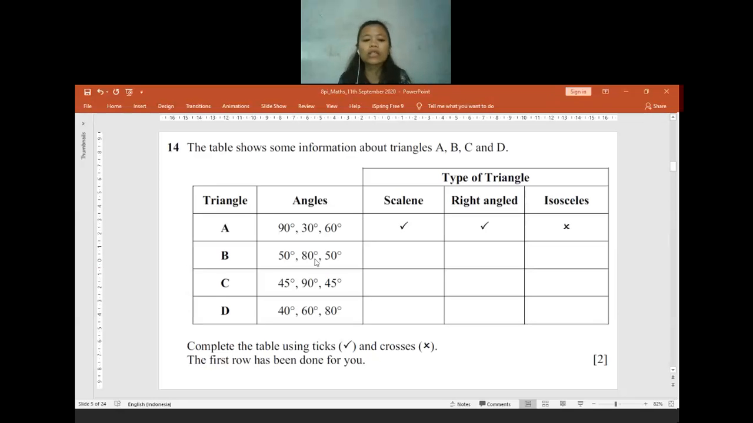Before we continue, maybe we need to revise first. What is a scalene triangle? What does it mean by a scalene triangle? Is there anyone who still remembers what is a scalene triangle, what is a right angle triangle, what is an isosceles triangle? Is there anyone who wants to help me? What is a scalene triangle? Yeah, a scalene triangle. All the sides, all the angles are different. Thank you.